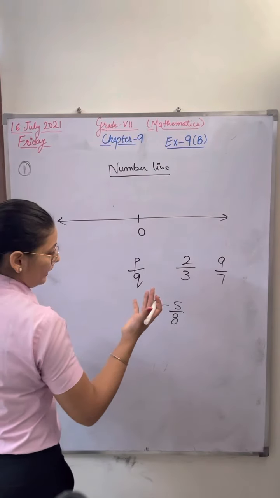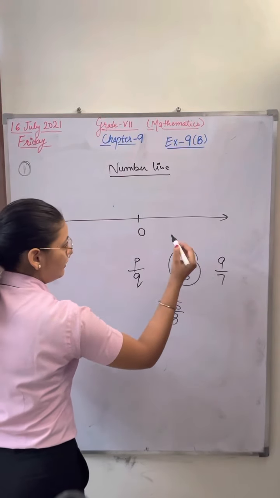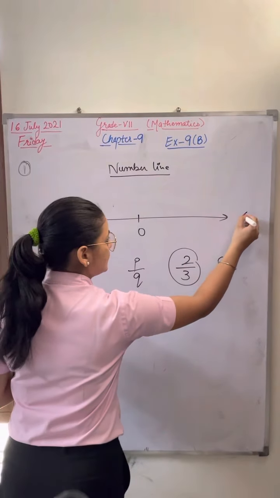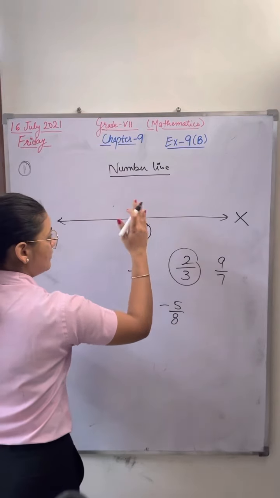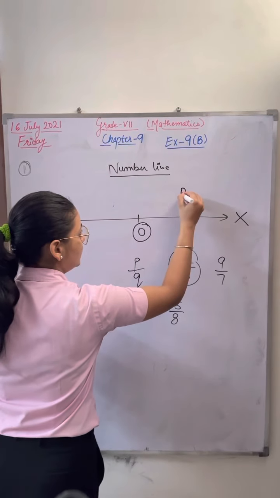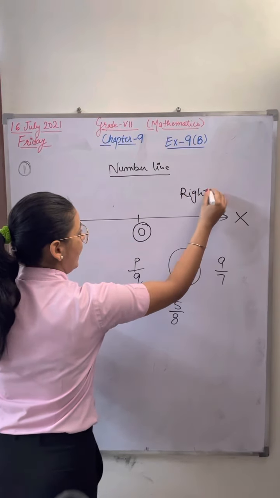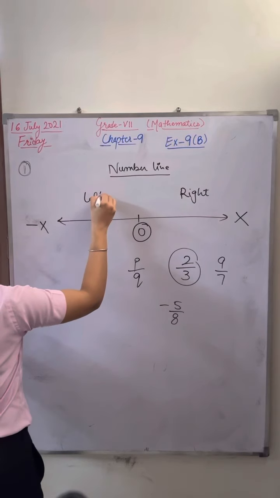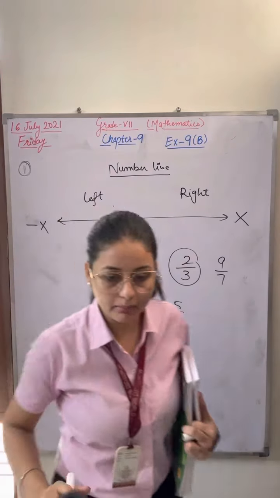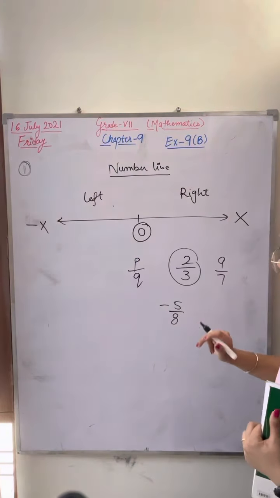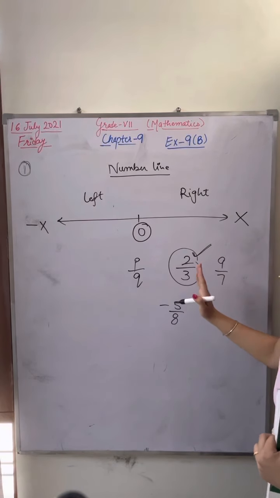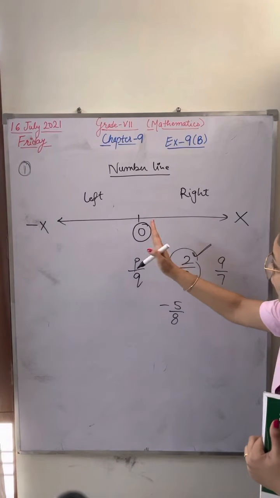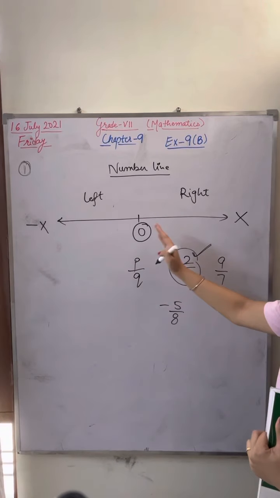The rational numbers which are positive, they will lie on which side? This is the x-axis, this is the minus x-axis, this is 0. This is the right hand side of 0 and this is the left hand side of 0. Now please tell me, this is the rational number 2 by 3. This is a positive value. Will it lie on the left hand side of 0 or the right hand side of 0?